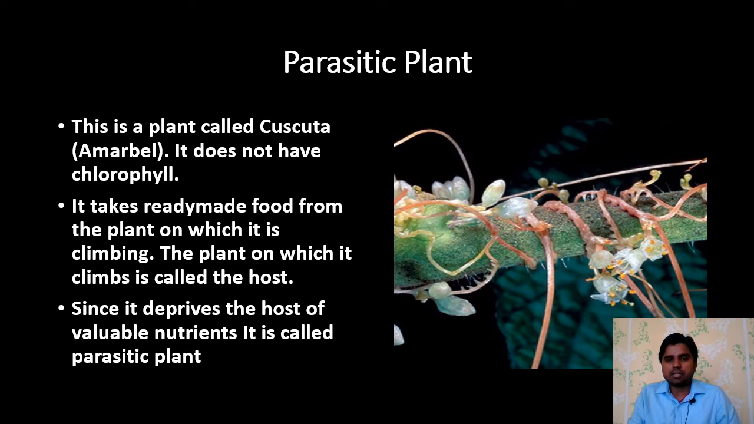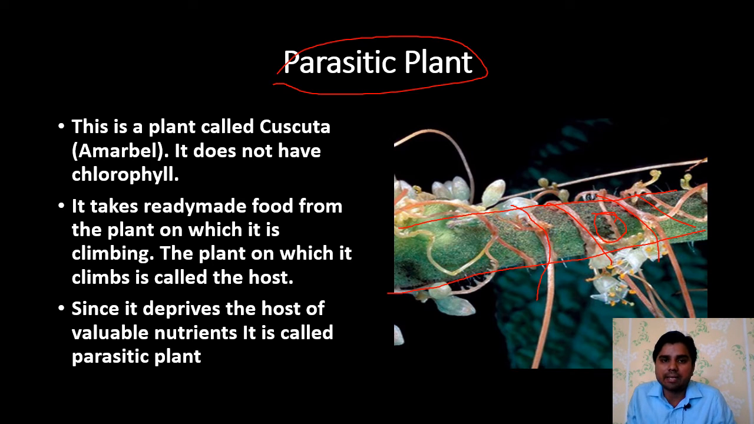See, in the image here, there is one green thick stem and one plant circling around this main branch. We can see that there are teeth-like structures present over here. So what do these do? Basically, they absorb nutrition from the host plant. Such a plant that lives upon another plant and takes nutrition from the host plant is known as a parasitic plant.